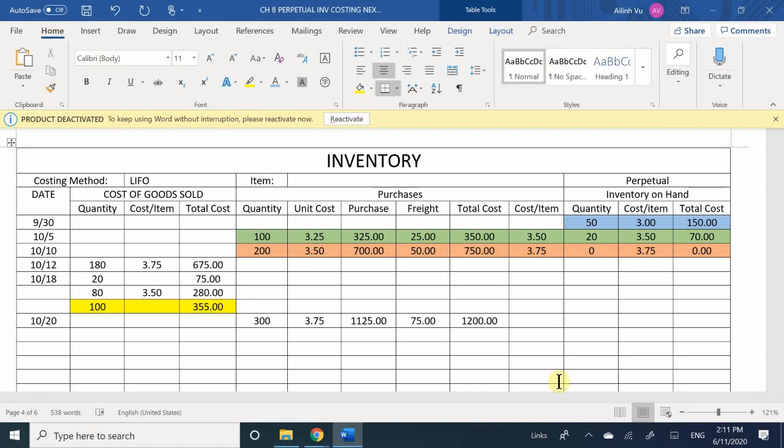And what is my cost per item now? $4 even. So I'm going to go ahead and update this right here. So we got 300 at $4 even, to give me a grand total of $1,200.